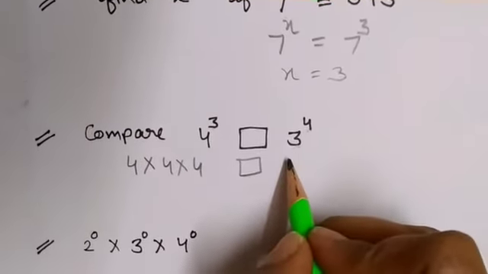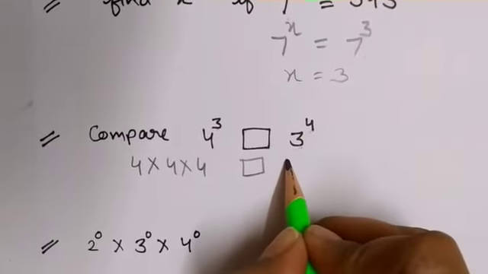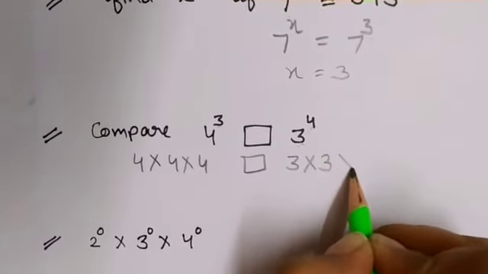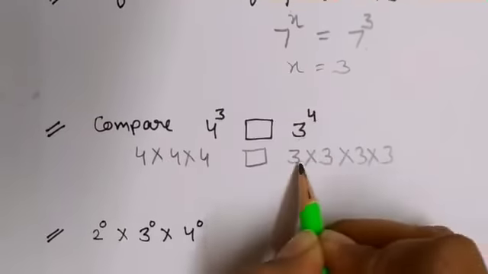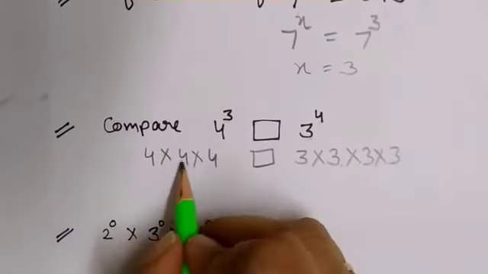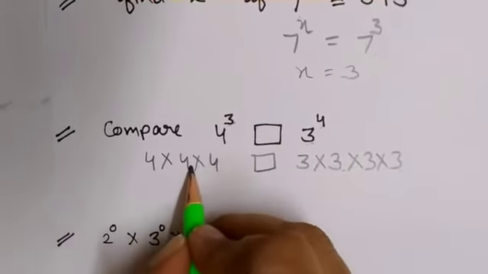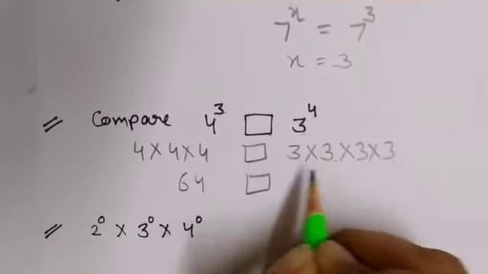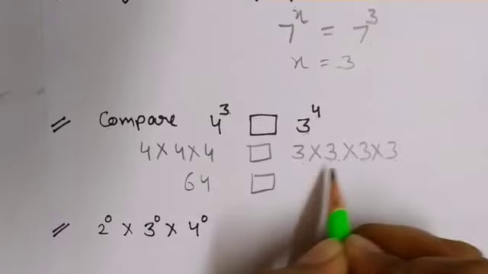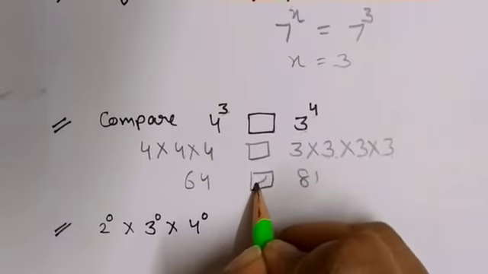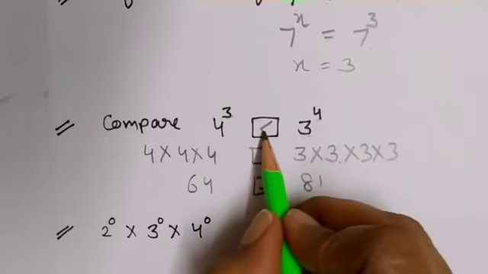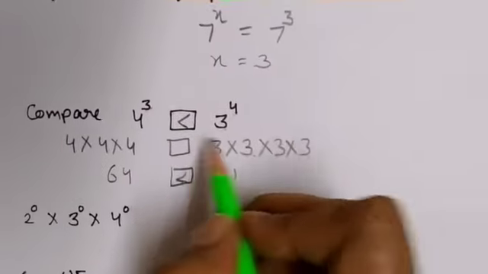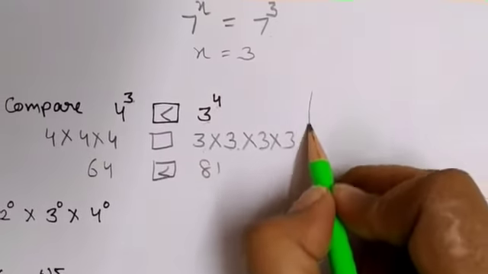And on the right hand side, we multiply 3 four times. We write 3 four times, and we write 4 three times. 4 fours are 16, 16 fours are 64. 3 threes are 9, 3 nines are 27, 3 twenty-sevens are 81. That means 81 is greater. So 3 raised to the power 4 is greater. Clear? Next example.